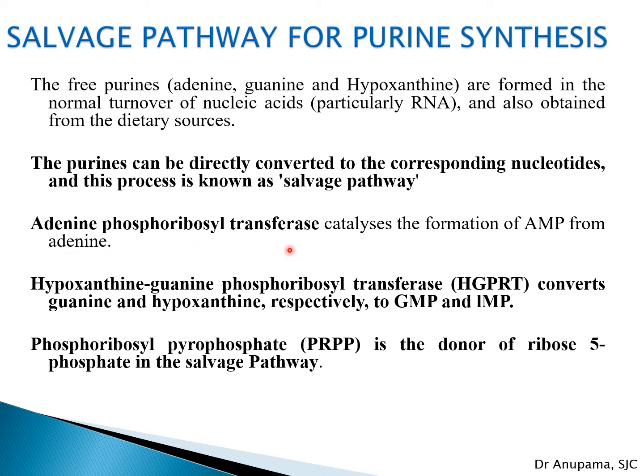Adenine phosphoribosyl transferase catalyzes the formation of AMP from adenine. Then we also have hypoxanthine guanine phosphoribosyl transferase, abbreviated as HGPRT. This converts guanine and hypoxanthine respectively into GMP and IMP. The phosphoribosyl pyrophosphate, which is abbreviated as PRPP, becomes the donor of ribose 5-phosphate in this salvage pathway.